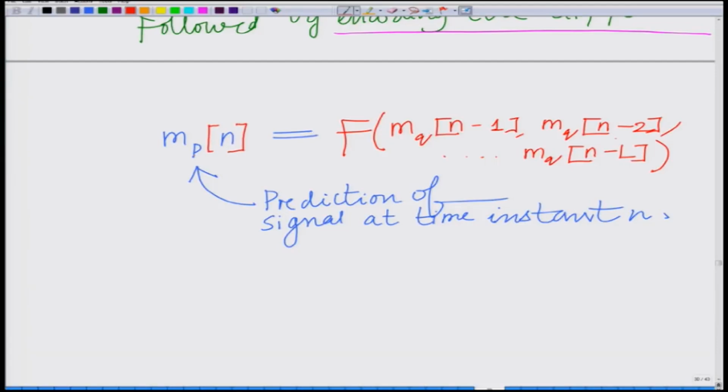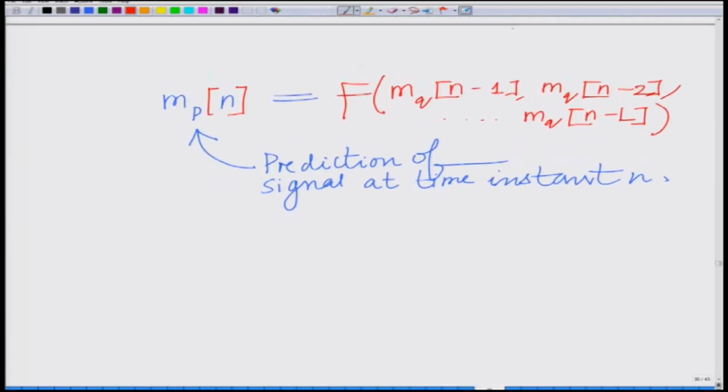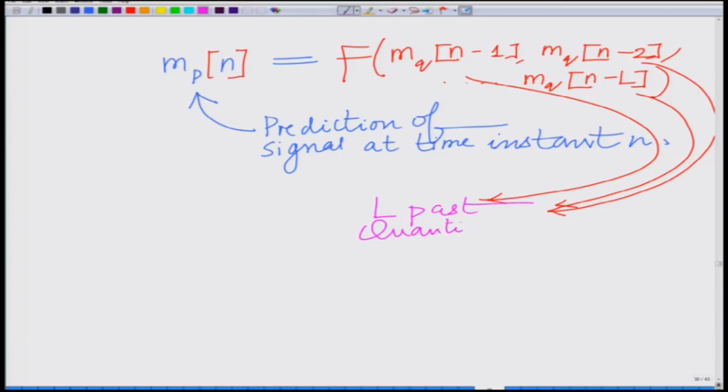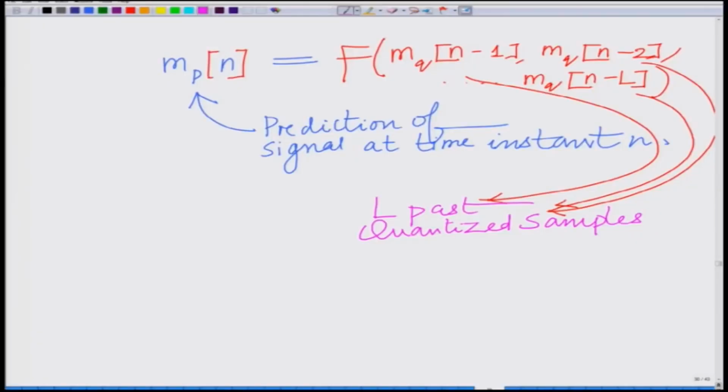So, we are using L past samples. MQ n minus 1, MQ n minus 2, up to MQ n minus L are the L past quantized, or reconstructed, samples. We use these L past reconstructed samples to predict the signal at time instant n. Then we subtract this prediction from Mn and encode the difference.